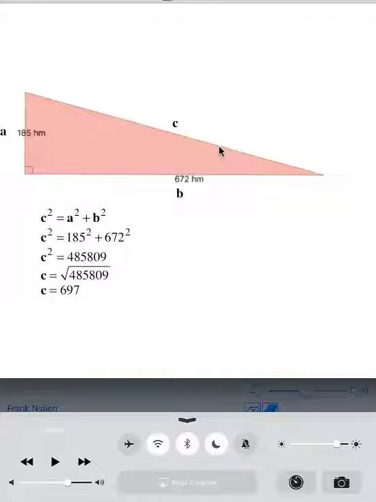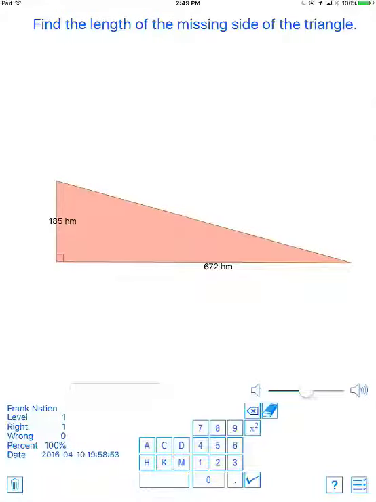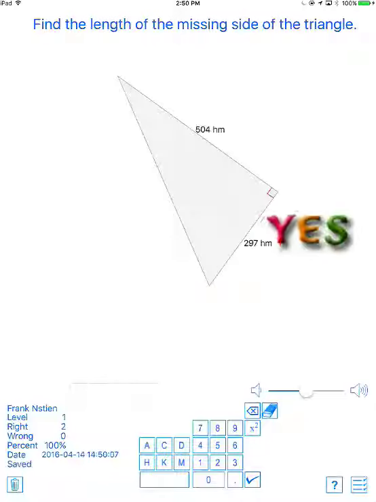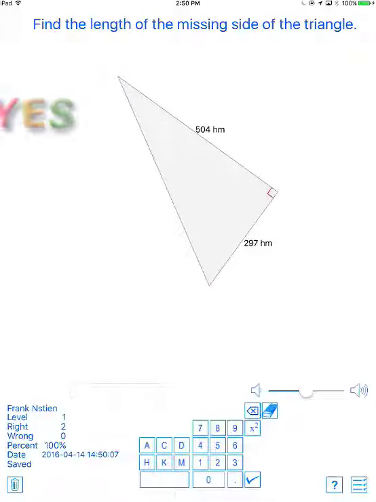Okay? All right, so back into the app. So 697 hectometers, so HM. All right, and then we click on the check button to check to see if we're right. Yay.